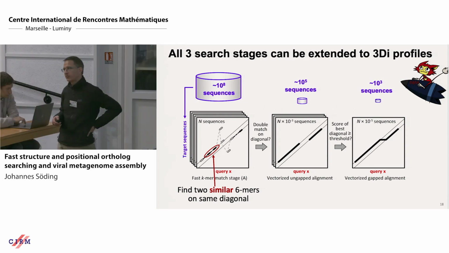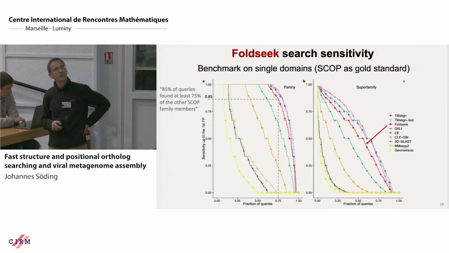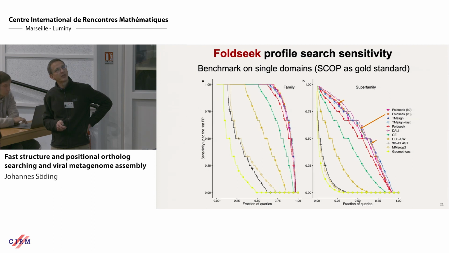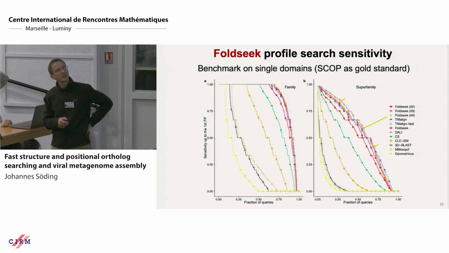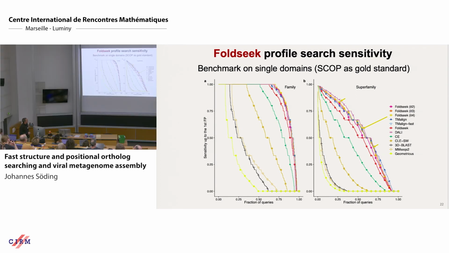So everything is basically the same, and that means that we can now run profile searches with 3DI profiles, and this is the plot that I just showed you. And if we now look at what happens if we do one iteration through the structural database, you see that we are already getting almost as good as TM-align, and then with 3 and 4 iterations, basically we're at the same level of sensitivity as TM-align, and only very slightly below DALI.